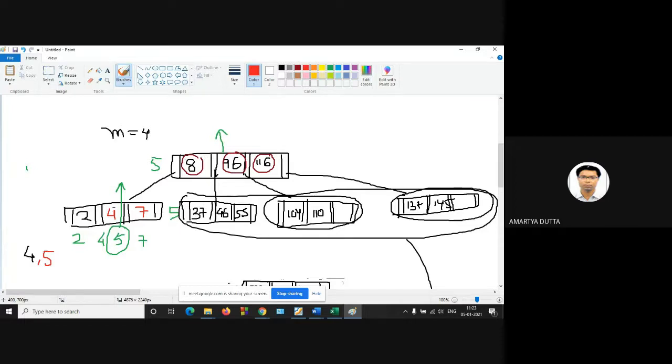Please send me some outputs within 2 or 3 days. The root contains 8, 96. Just write down m is 5. The order is 5, please make a note. The order is 5, m value is 5. And the root contains 8, 96, 116.